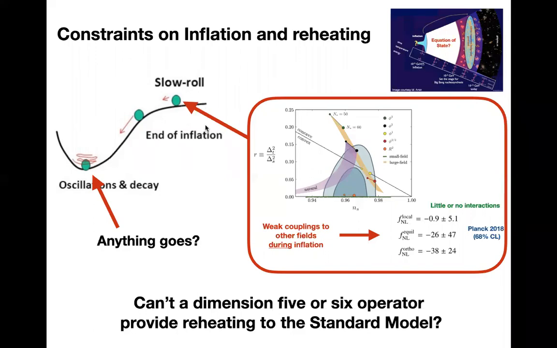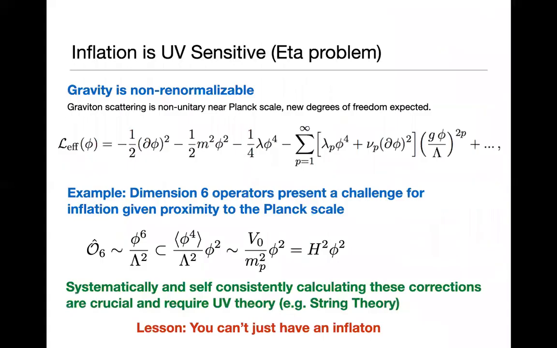And the point I want to emphasize about that is, first of all, if you want to understand whether inflation takes place or not, you need to calculate corrections to this potential. And to calculate those corrections, you need a UV complete theory that allows you to calculate those corrections. And why is that so? Because we know that gravity is non-renormalizable.